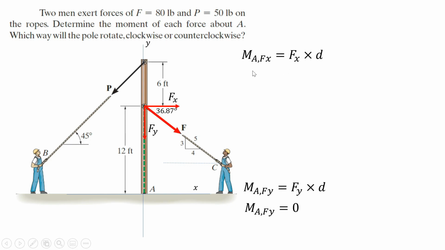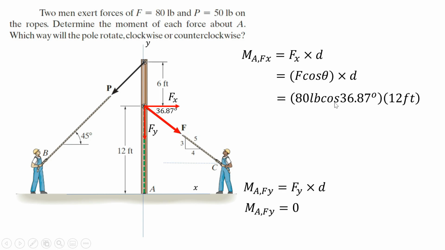Let's solve it. So Fx is also the adjacent of 36.87, so that is cosine. So that is 80 pound cosine 36.87 times 12 feet. So the answer for that is 64 times 12 feet, and that is 768 pound-feet. And if you look at Fx, this Fx will make our pole turn in a clockwise direction.